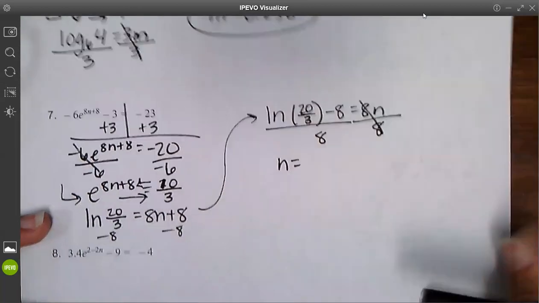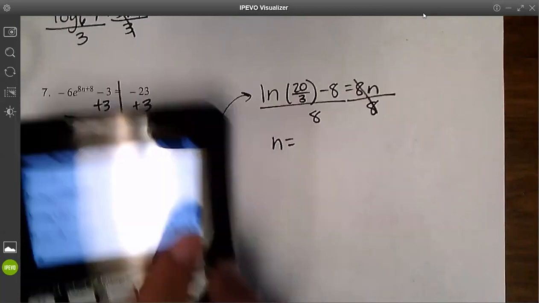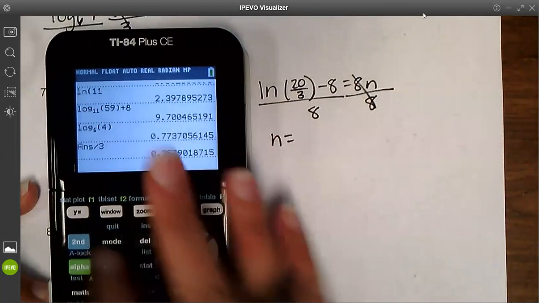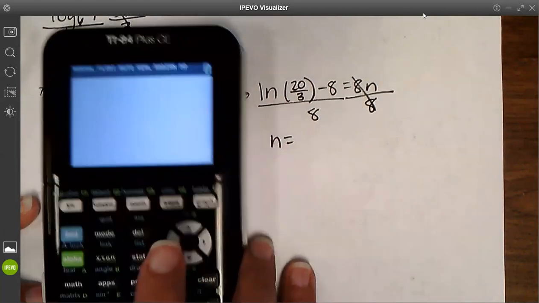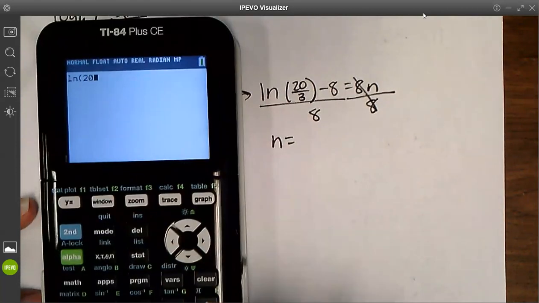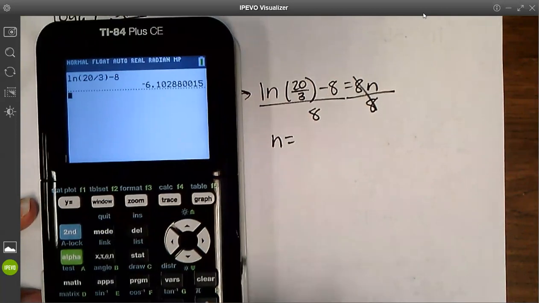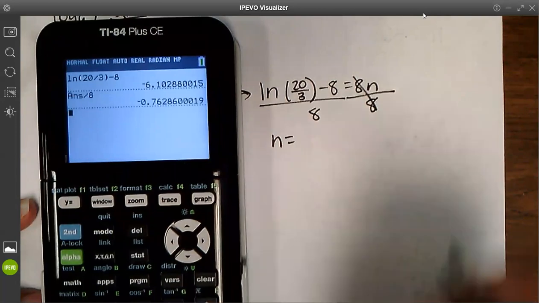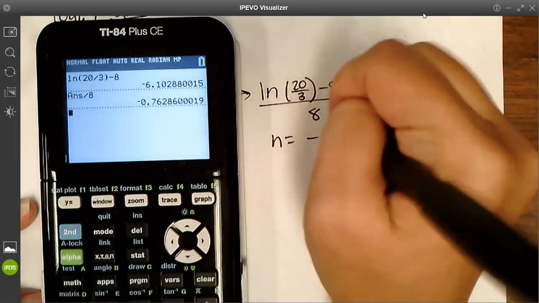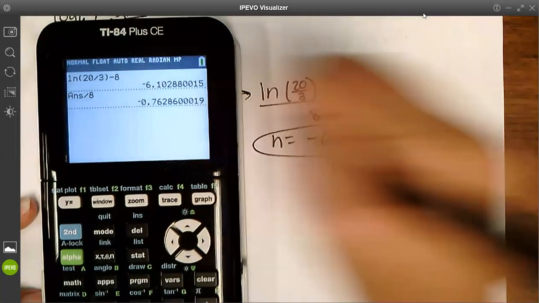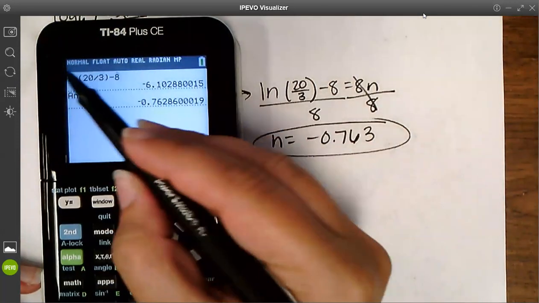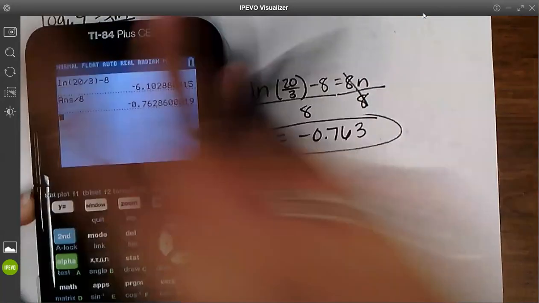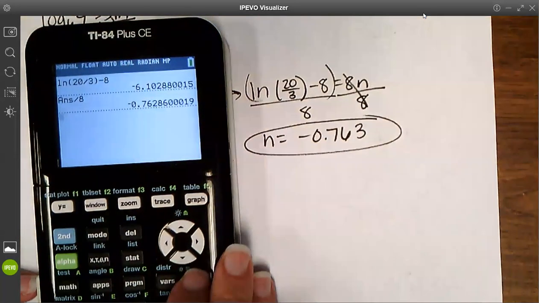So now in your calculator, this is going to be one that some people will probably get wrong because of the order in their calculator. So I've got the natural log of 10 over 3 minus 8. I'm going to type that in. Then I'm going to divide it by 8. So I have negative 0.763. Make sure that you don't divide by 8 right here without putting some parentheses around the whole thing. Okay, so it's like having these parentheses here.